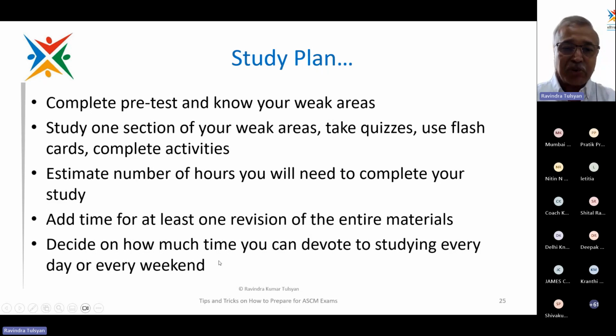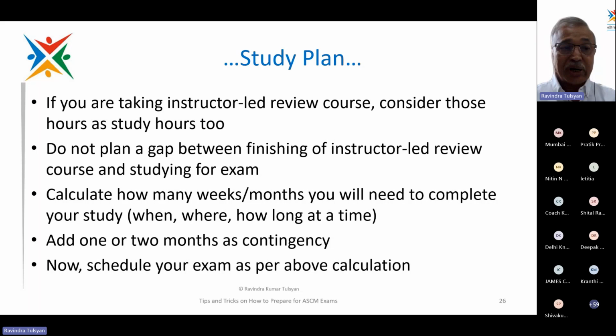So how much time can you spend in weeks? Every week, how much time can you spend? Based on that, you decide how much time it's going to take you to prepare for the exam. Maybe 3 months, maybe 4 months, maybe 5 months, whatever. But remember, if you are taking an instructor-led review course, consider those hours as study hours, right?